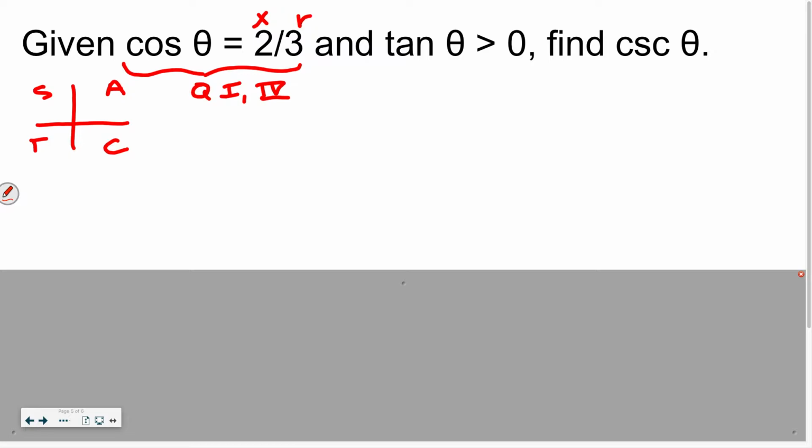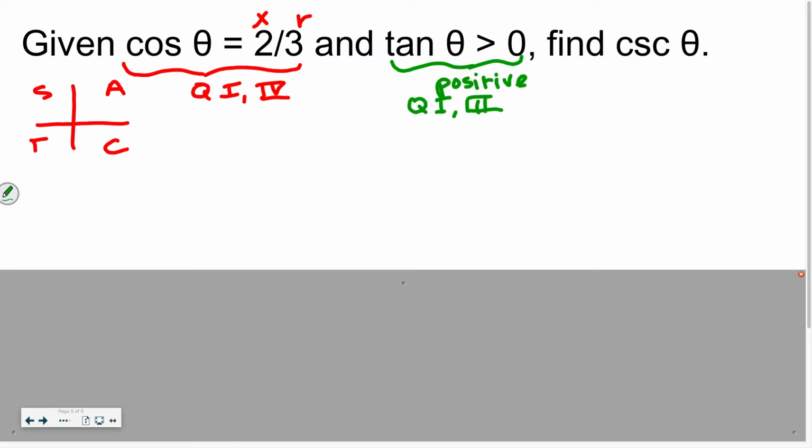But there's another piece of information. I'm also told something about a second trig ratio. I know that the tangent is greater than 0. So if tangent is more than 0, that means tangent is positive. And tangent is positive in quadrant 1 and quadrant 3. And you probably won't write down all the quadrants all the time, but I'm just doing this for example here.